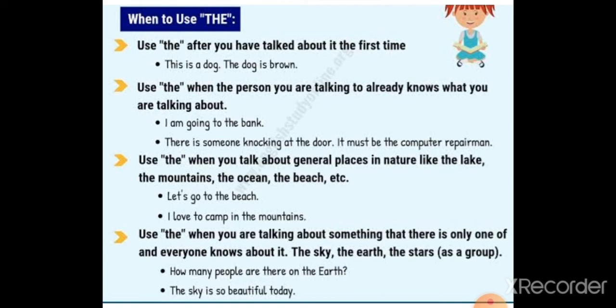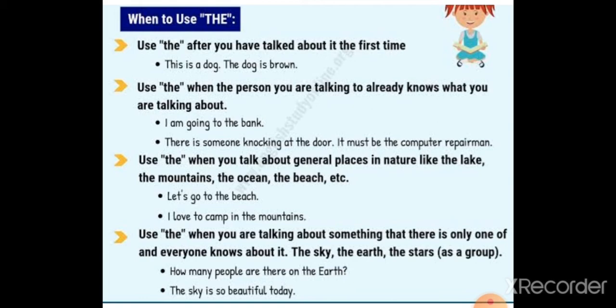There is someone knocking at the door. It must be the computer repairman. So here you can see we have used "the": I am going to the bank. So I am going to a specific bank. किसी हम जनरल बैंक के बारे में बात नहीं कर रहे हैं, हम कोई स्पेसिफिक प्लेस बता रहे हैं कि हम इसी जगह मैं जा रहा हूँ. ओके, देयर इज समवन नॉकिंग एट द डोर, डोर पे कोई नॉक कर रहा है एंड दैट person is the computer repairman.